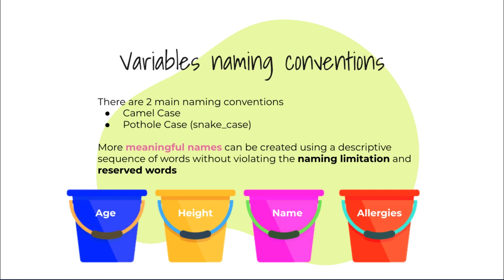There are two main naming conventions that we use in coding. One is camel case and the other one is pothole case. These naming conventions allow us to make meaningful names that can be created by using descriptive sequences of words without violating naming limitations and also what are called reserved words.